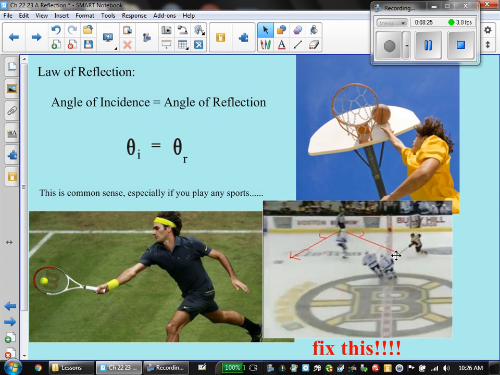Here in hockey, they're showing a guy passing a puck off the boards to a teammate or down the ice. They've labeled this incorrectly, not the physics way. They've used the angle between the ray and the reflecting surface. It really should have a normal line coming out here. We'd have the angle of incidence and the angle of reflection. So again, just be aware of that.